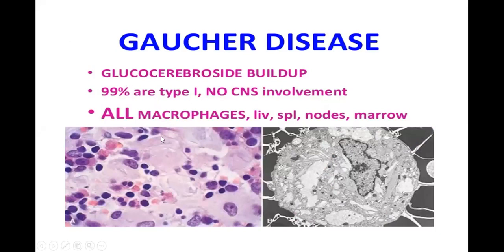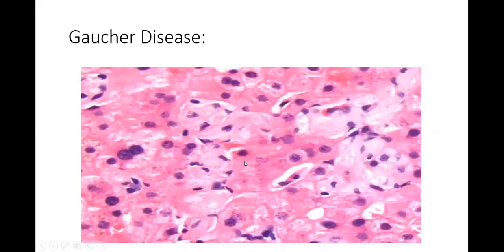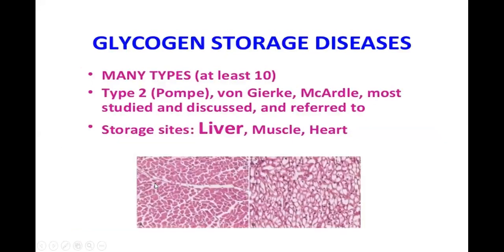No CNS involvement is seen. All macrophages in the liver, spleen, and bone marrow show accumulation of glucocerebroside, and they enlarge, and they are known as Gaucher cells. Microscopically, they have a tissue paper consistency, which can be seen on microscopic examination.